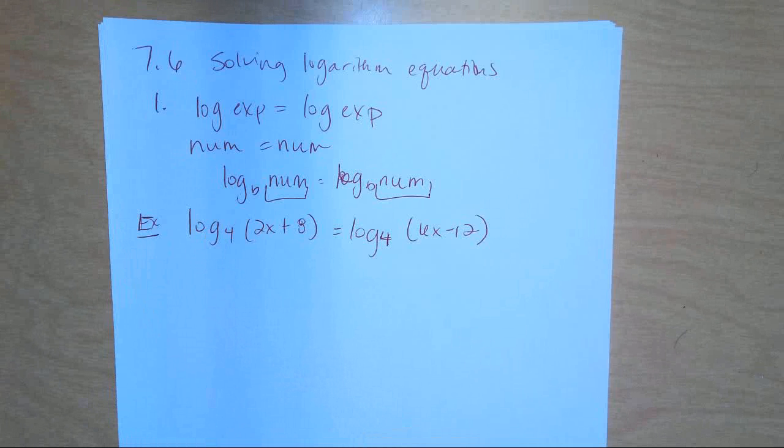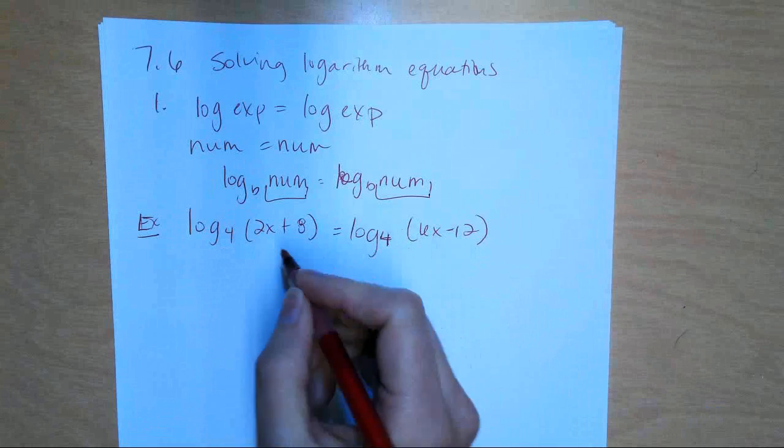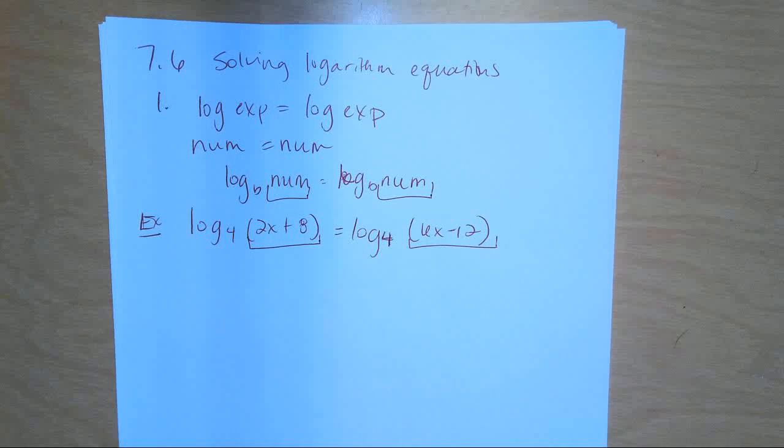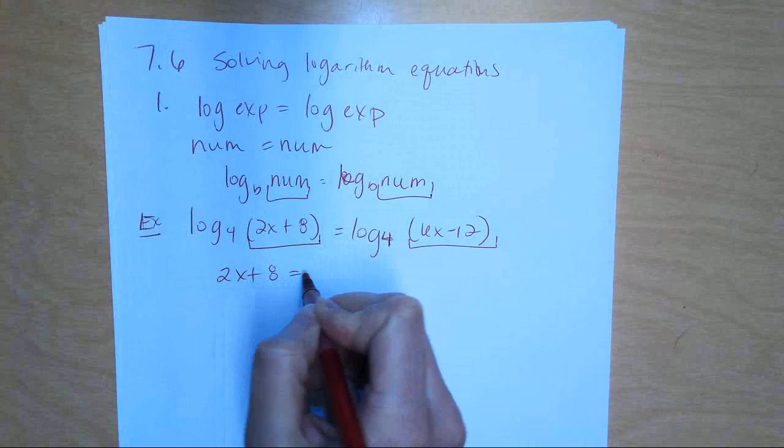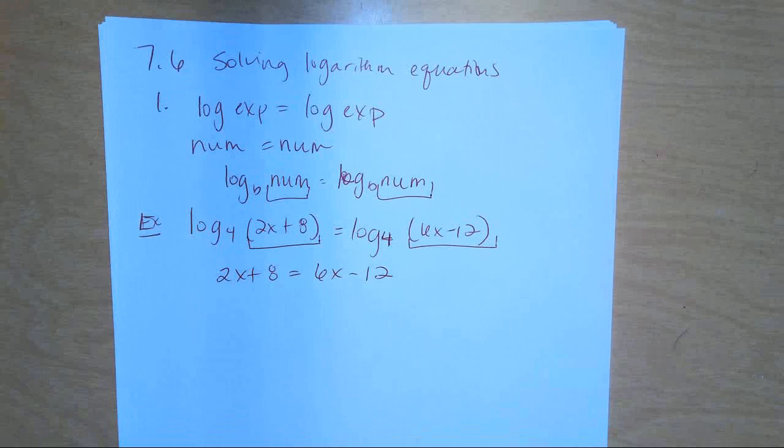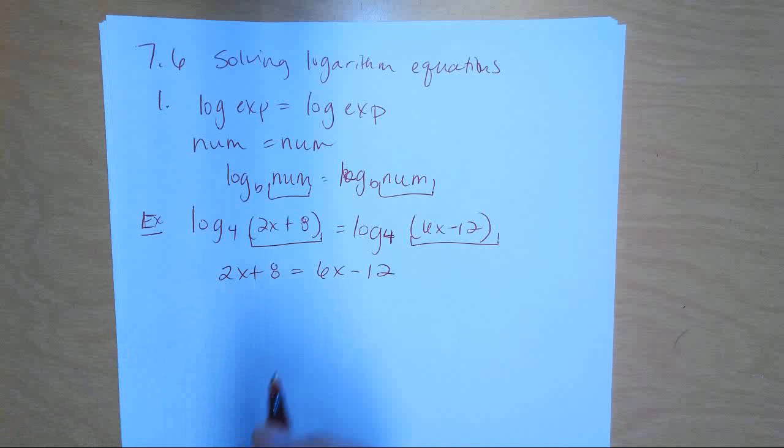They're going to match. So all we do from here is say that if these two expressions are going to be equal, then these two numbers must be equal. So 2x plus 8 must be equal to 6x minus 12. This is actually easier than an exponential one. Okay, go ahead, solve for x. What do you get? X equals 5.